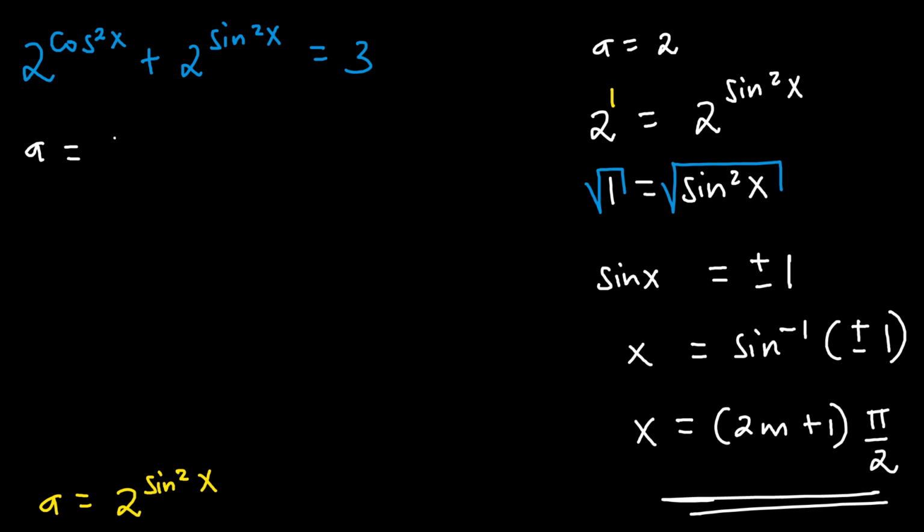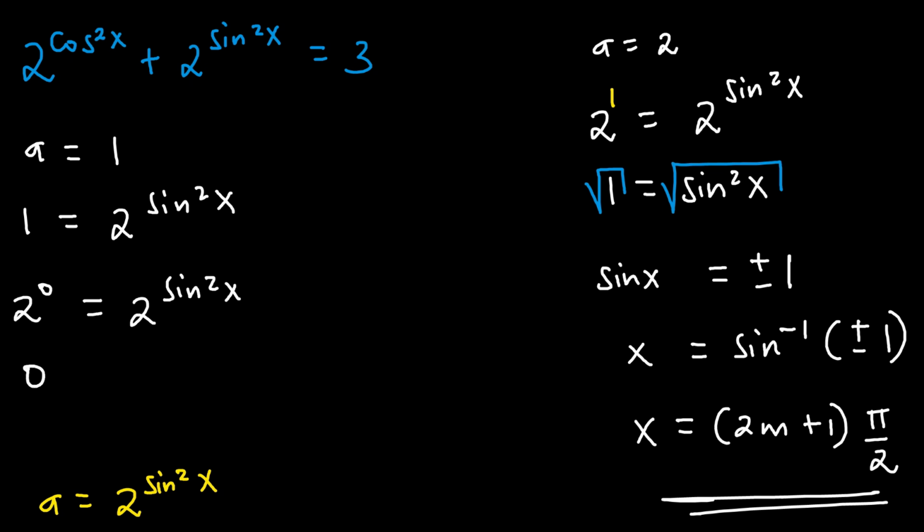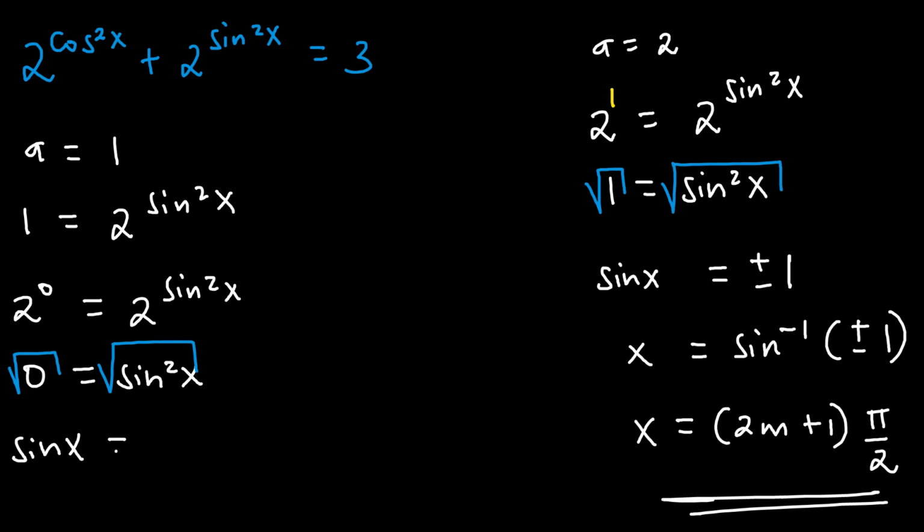And when a equals 1, we shall have 1 equaling 2 to the power of sine squared x. And we know that any number raised to the power of 0 is 1. So instead of 1, we shall write 2 to the power of 0 equaling 2 to the power of sine squared x. And since we have the same base on both sides, we can equate the exponents. So we shall have 0 equaling sine squared x. And if we take the square root on both sides, this will give us sine x equaling the square root of 0, which is 0.